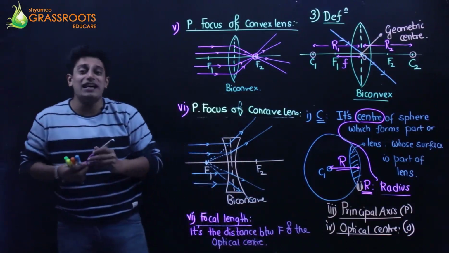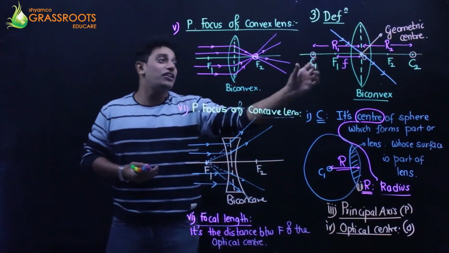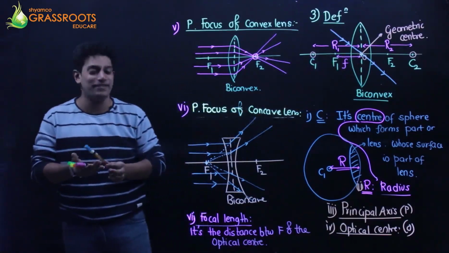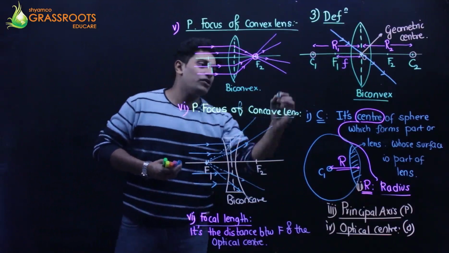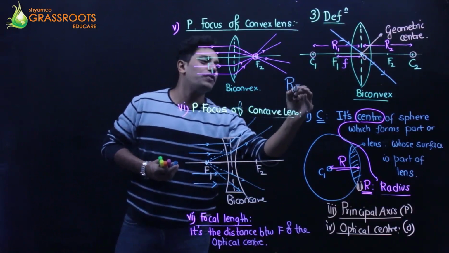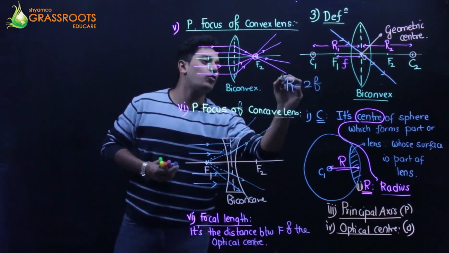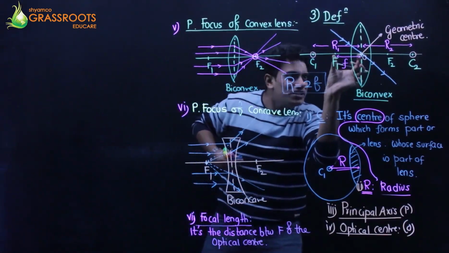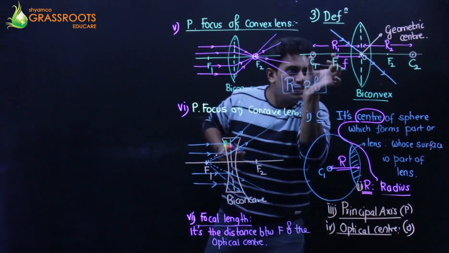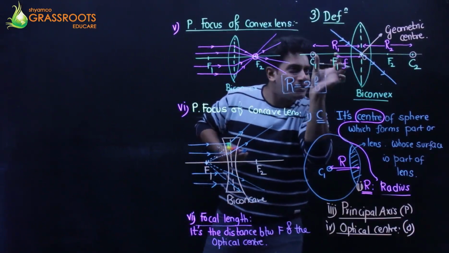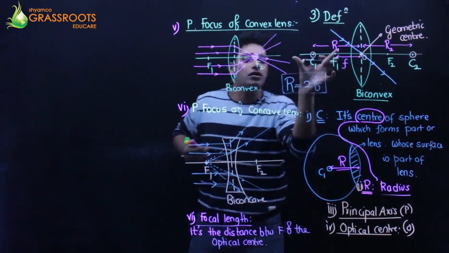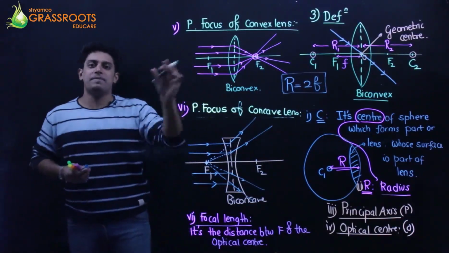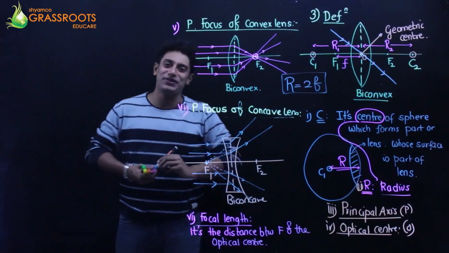Perfect. And if I see a connection between the radius of curvature and the focal length, you will get a formula. Remember, radius of curvature is nothing but 2 times the focal length. That means whatever distance this is, the same distance will be here. So f plus f is r. So can I say f plus f, which is 2f, is r. This is the radius of curvature.